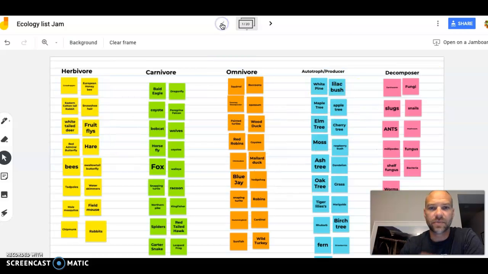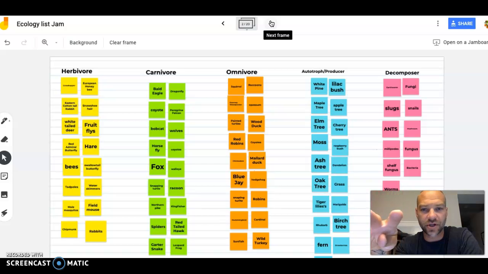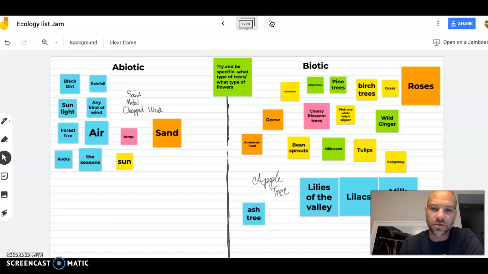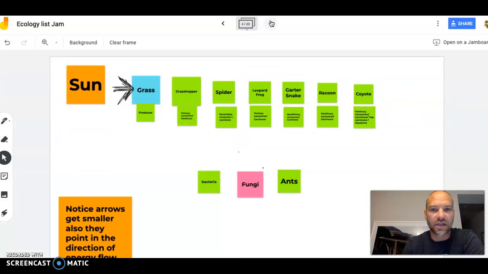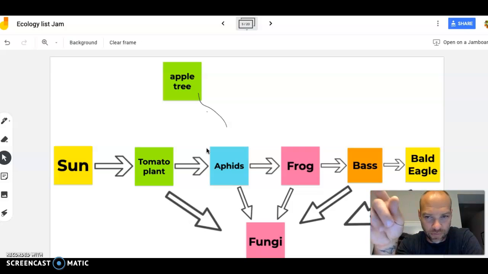Hey guys, so last week we made a list of different organisms that can be found when you went outside, and then we also listed some abiotic factors as well. And then I had you make a food chain for me, and we do have some here. This is an example that someone gave to me, and I'm going to go through a few of them, not too many, because that took up too much of my last recording.